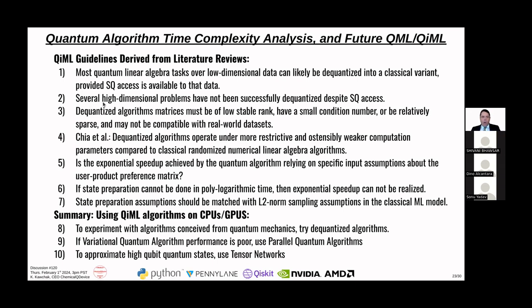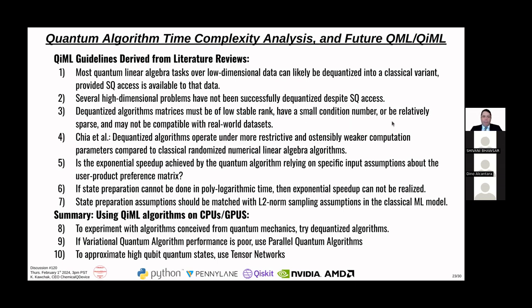Say, for instance, several high dimensional problems have not been successfully dequantized despite SQ access. This is more of an issue because, I believe, this is how the paper is set up too, dequantized algorithms are fair game. They originated with some quantum algorithm and we can use them. But on hardware, it's an issue, because if they're claiming that they can use it exponentially and it's been dequantized, then that's an issue.